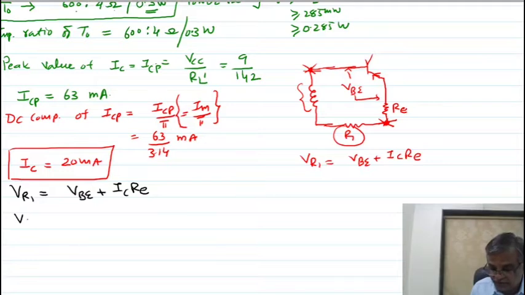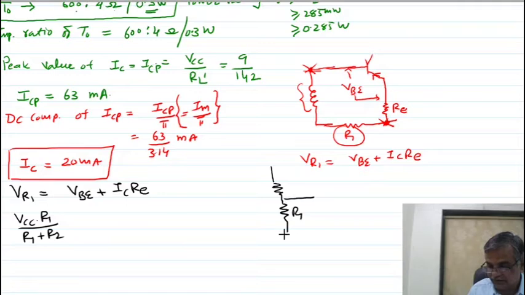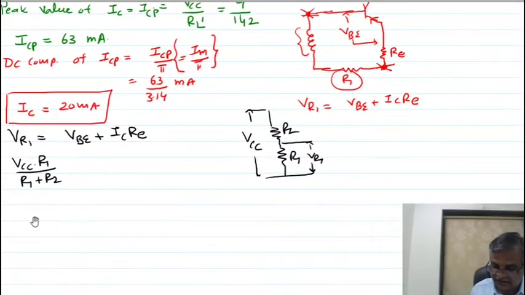What is VR1? VCC into R1 upon R1 plus R2. It is like this. This is R1, so this voltage is VR1. This voltage is VCC. So I can say like this: VR1 is VCC into R1 upon R1 plus R2, so VB plus ICRE. This is 9 volt.